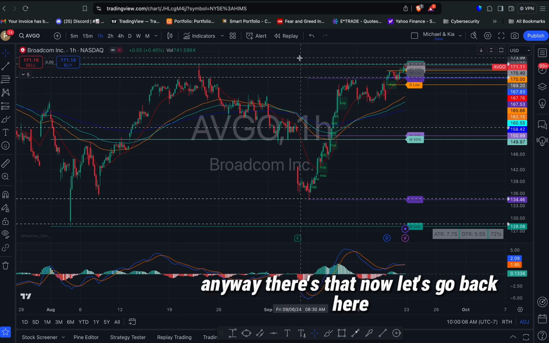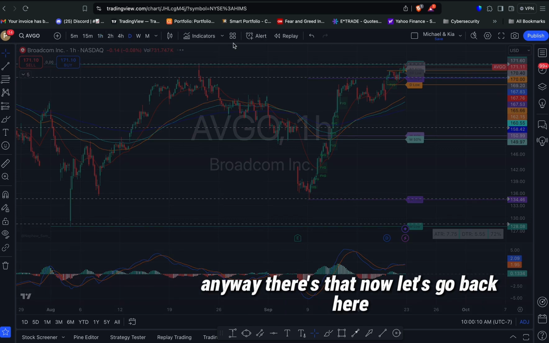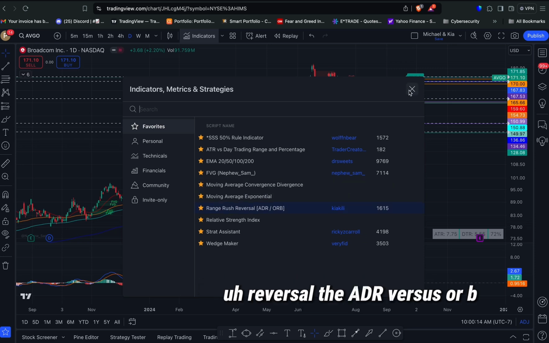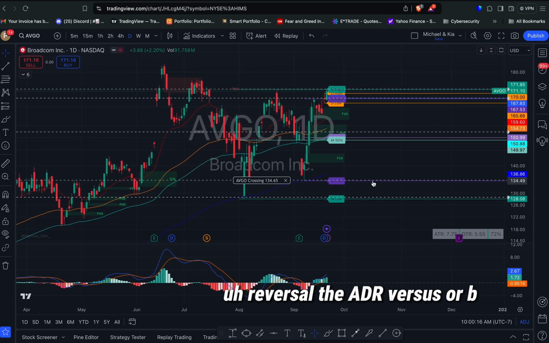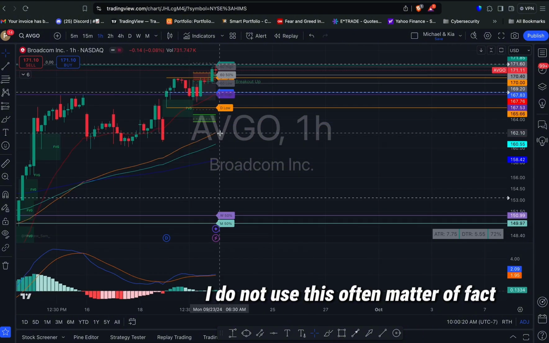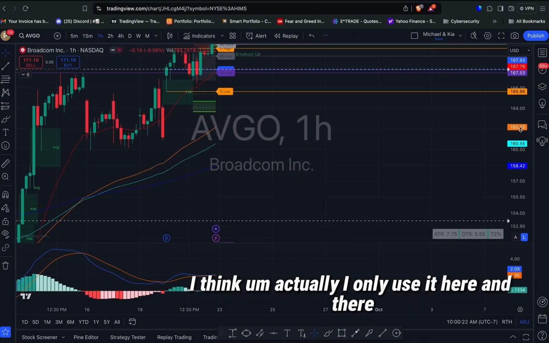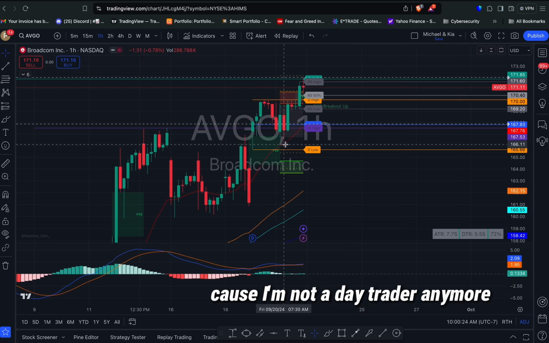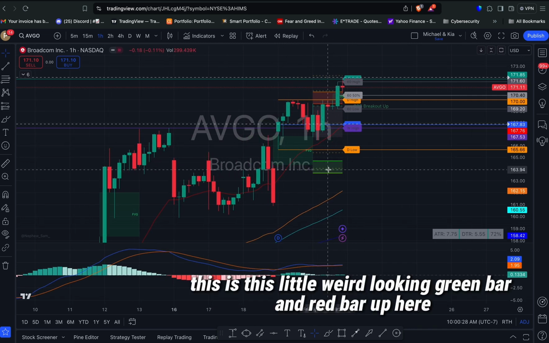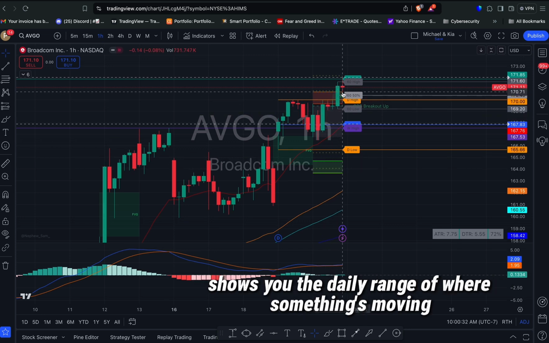So anyway, there's that. Now let's go back to the daily for the indicators again. Range reversal, the ADR versus ORB. I'm going to be honest again, I do not use this often. I only use it here and there because I'm not a day trader anymore. I'm barely even a swing trader. But this little weird looking green bar and red bar up here shows you the daily range of where something's moving.